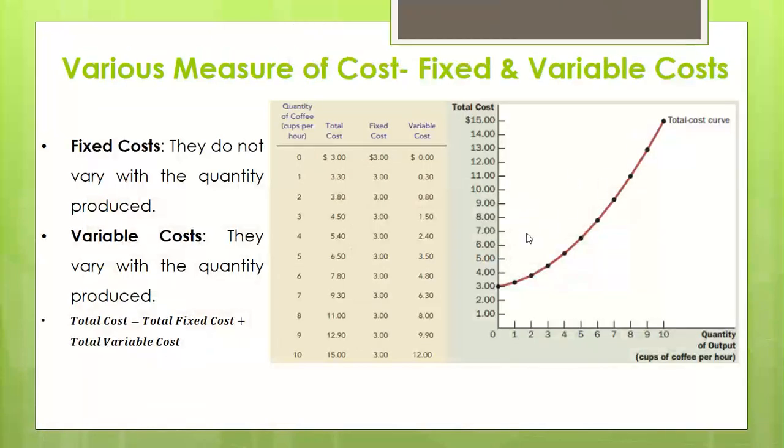So if we look at this graph of the total cost curve, which we have calculated in the table, you can see that we are measuring quantity of output on the x-axis and total cost on the y-axis. When the quantity of output is 0 units, the total cost is $3. Then for 1 unit of output produced, the total cost becomes $3.30. And similarly, by plotting all these points on the graph, we can get the total cost curve as we have discussed earlier.